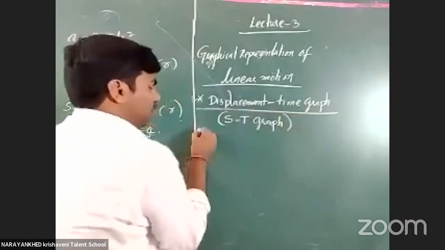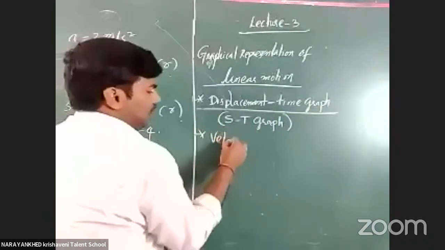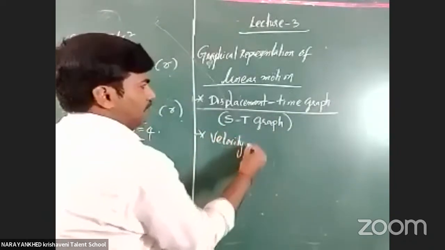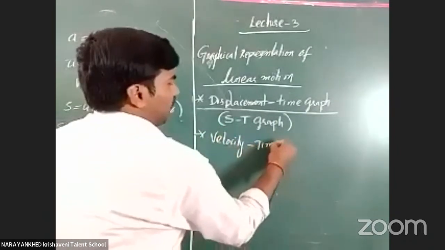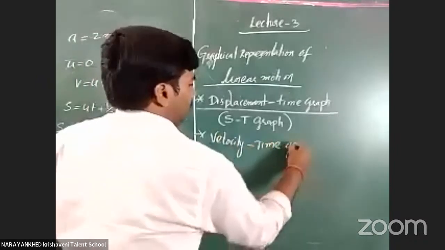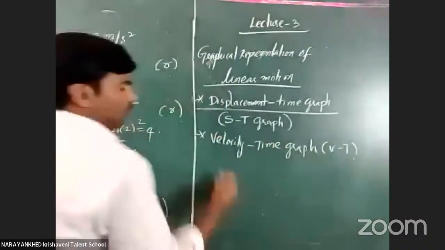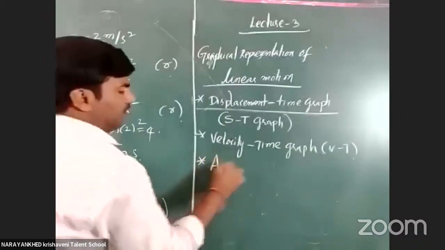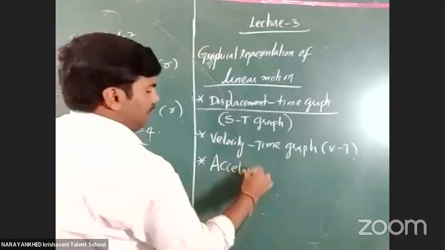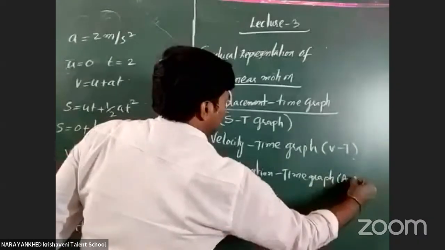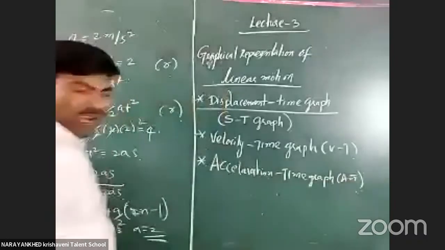Okay, suppose you take a velocity and time graph. Velocity time graph. It is called VT graph. Okay, now when you take acceleration and time, it is taken as AT graph. Okay, then what are these graphs?